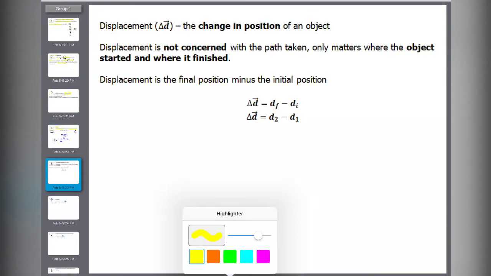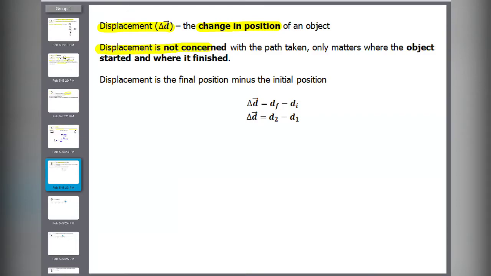Then opposite to that is displacement. Displacement is the change in position. Position is where you're at, and you don't care about the path in between. So this is what they're saying: displacement is not concerned with the path taken. All you care about is where you started and where you ended. You started at the spot called D1, position number 1, and you always call the ending position D2 with an arrow.